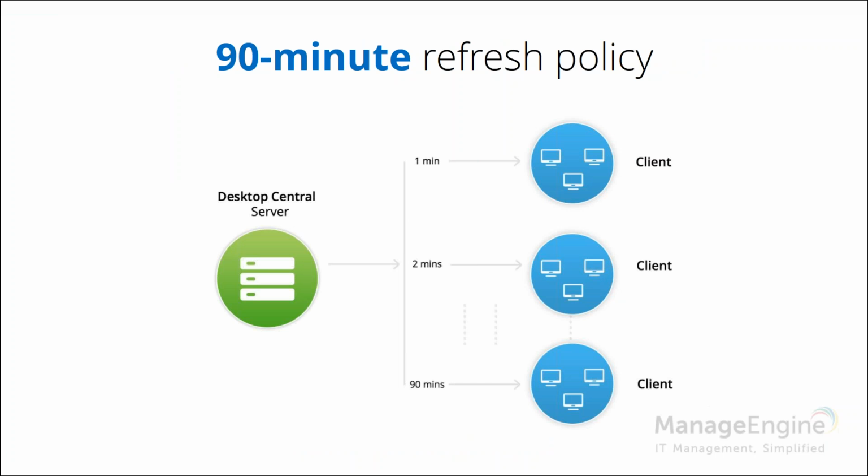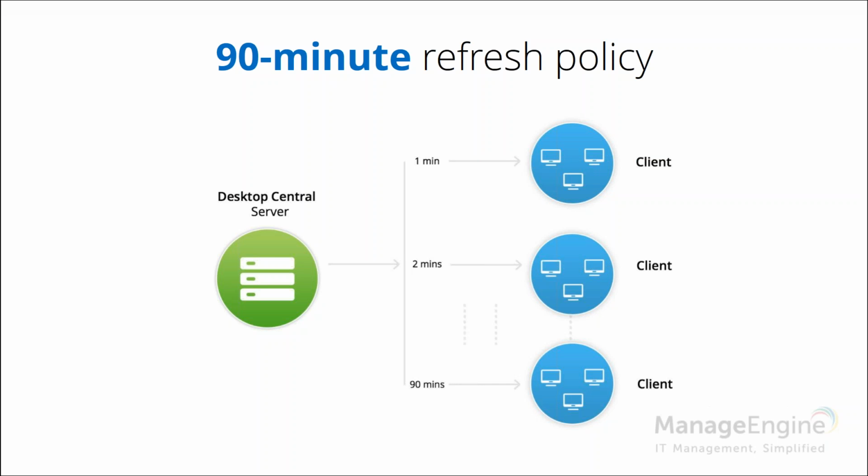Going forward, let's talk about agent and server communication. We have a 90 minutes refresh policy. The Desktop Central agent contacts the server every 90 minutes, and this is called the agent refresh cycle. This is to ensure that all computers in the network contact the server periodically.